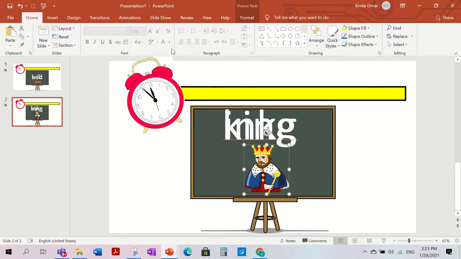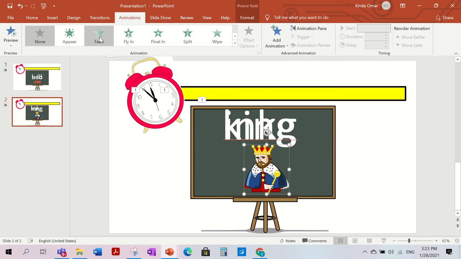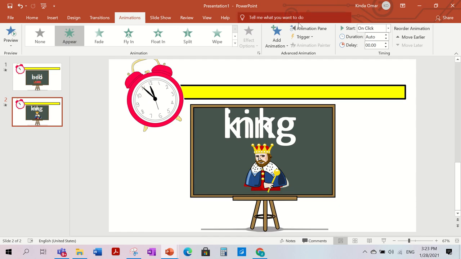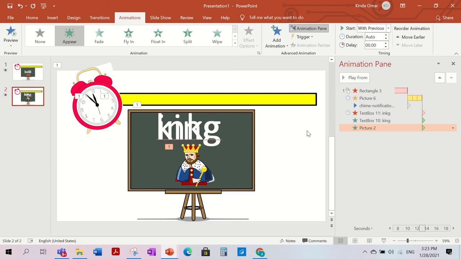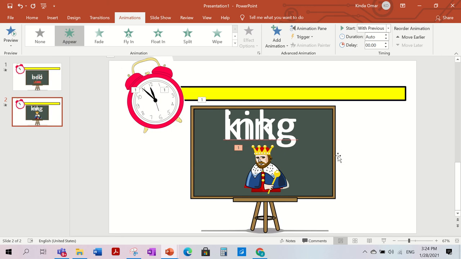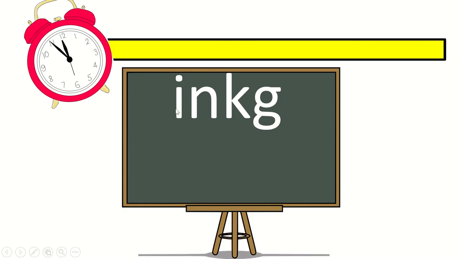What you will do is select the picture, go to animations, and then Appear, then the animation pane, and set the picture to With Previous. That's all I have to do. You just change the text boxes, but make sure not to mix up. The correct word, you put the other correct word in it, and the other one, you put the scrambled word. So now, ink, I don't know what that is, but then the time starts, and it rings.